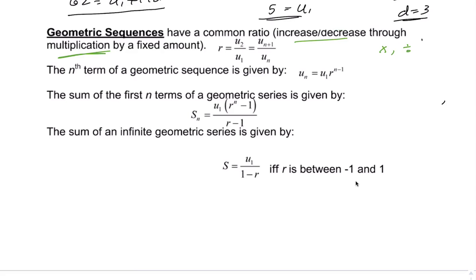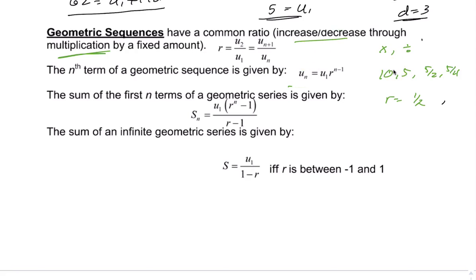So for example, if I give you a sequence like 10, 5, 5 over 2, 5 over 4, I would say r is 1/2. Right? You're dividing by 2 each term, but we actually said you multiply by 1/2. And that's how you find your r. Easiest way to do it is u2 over u1. Just put one term over the one in front of it. So I could put 5 over 10, or 5 over 2 over 5. You just plug a term over the one in front of it.